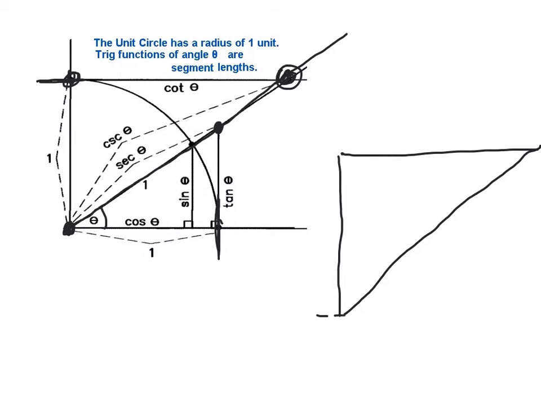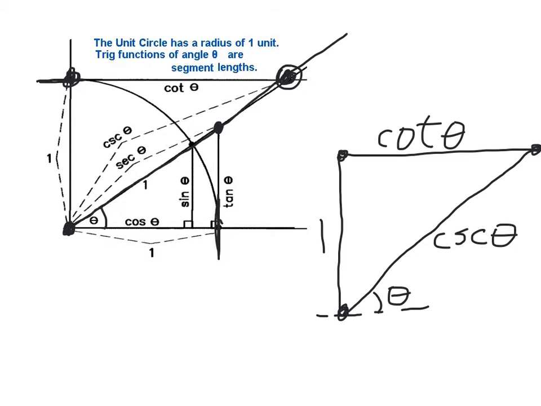Now, that is coming from an angle of theta down here, but this side would be 1. Again, that horizontal line is tangent to the top of the unit circle. And this would be our cotangent of theta. And then the hypotenuse of this one is where we see the cosecant of theta. Okay. And our right angle actually happens up here.